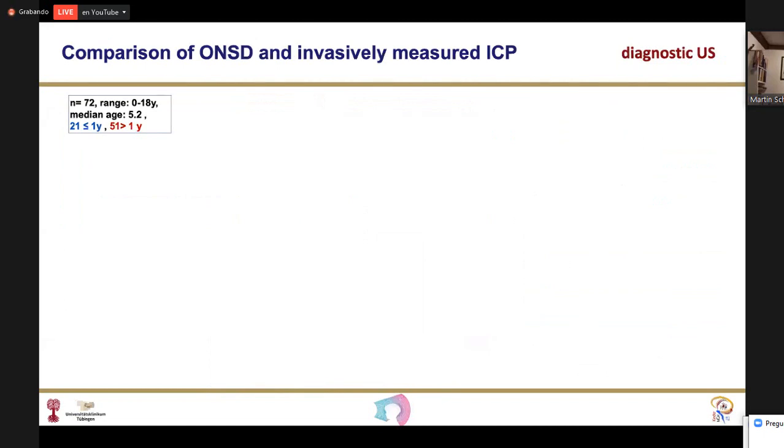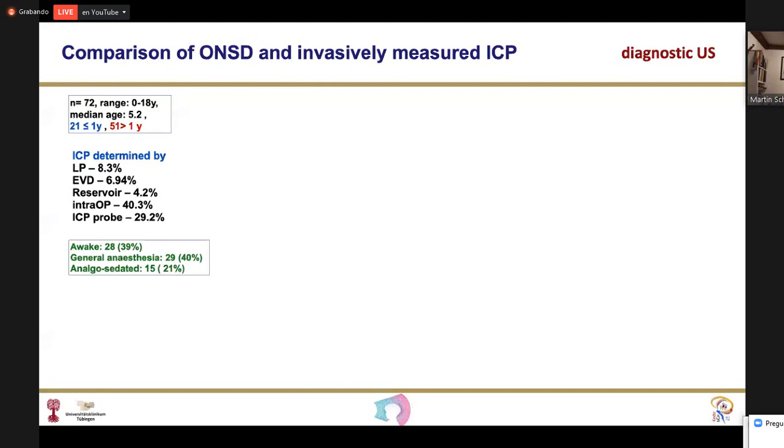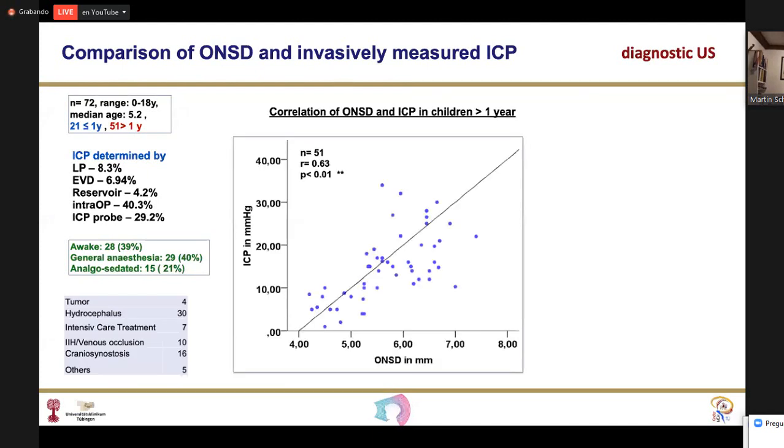So the next step is, how does optic nerve sheath diameter actually correlate with invasively measured ICP? We investigated 72 children with all kinds of measurements for ICP. As you can see here, we investigated them awake and under general anesthesia or under sedation in all kinds of pathologies. And if the child is above 1 year of age, meaning it has a closed fontanelle and the sutures are more or less stiffened, you have a very, very good correlation in the whole cohort of 72 patients with a correlation coefficient of 0.36. That means the higher the ONSD, the higher the ICP is going to be.